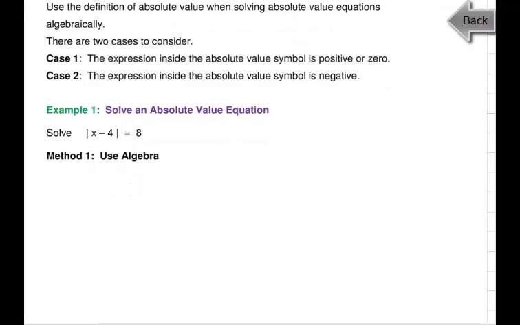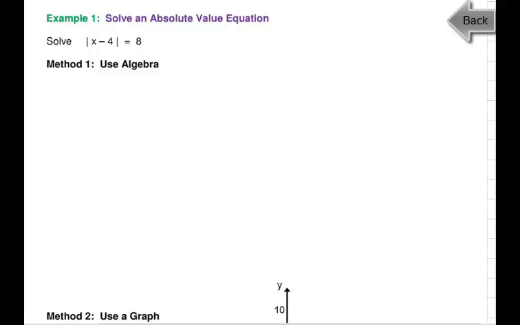So let's take a look at our first example, where the absolute value of x minus 4 is equal to 8. So we will start by using our definition of absolute value. Remember that's where y is equal to the absolute value of x if x is greater than or equal to 0, and negative x if x is less than 0.